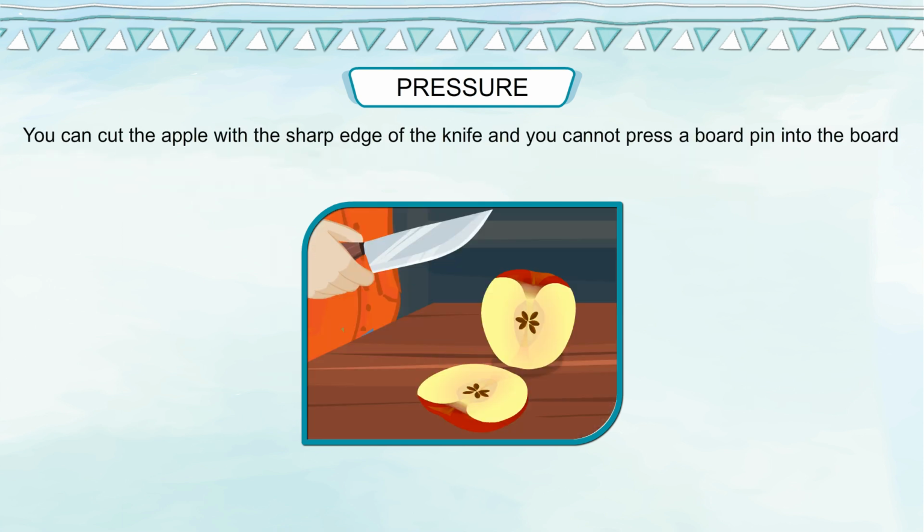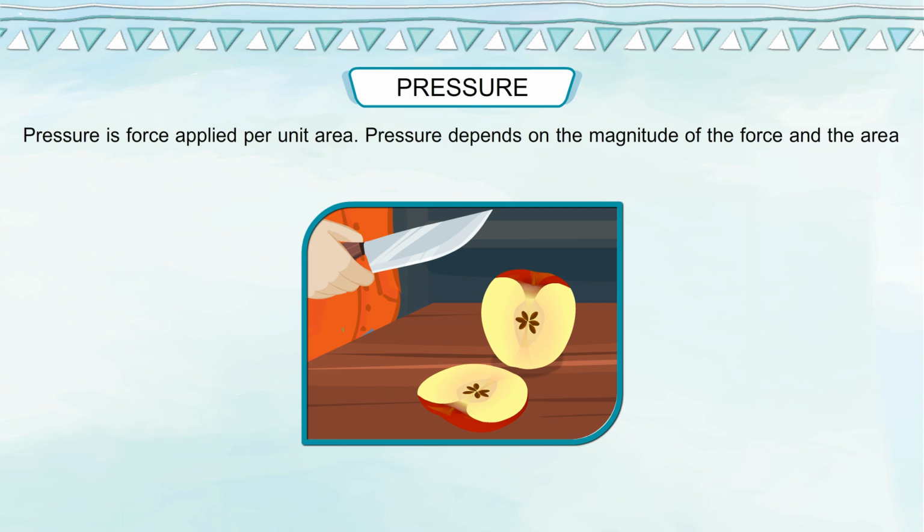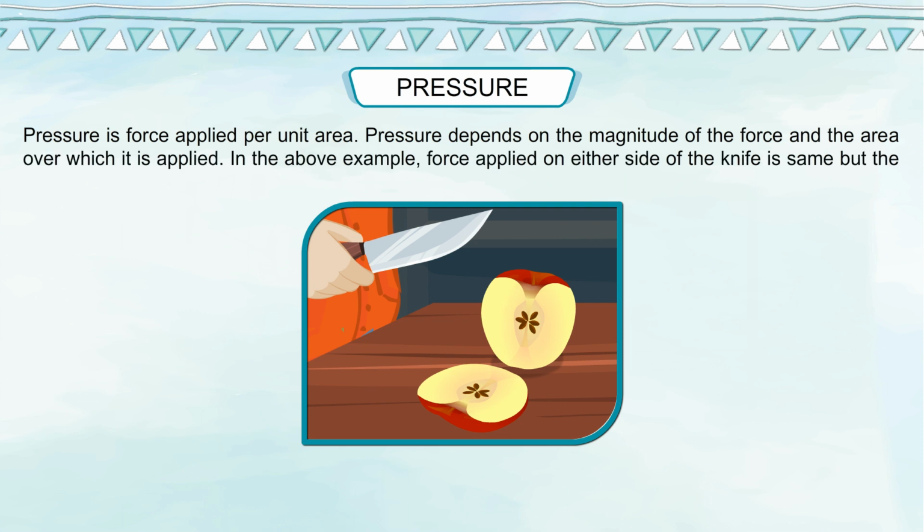You can cut the apple with the sharp edge of the knife, and you cannot press a board pin into the board with your palm. This is because the sharp edge of the knife exerts more pressure on the apple and the thumb exerts more pressure on the board pin. Pressure is force applied per unit area. Pressure depends on the magnitude of the force and the area over which it is applied.